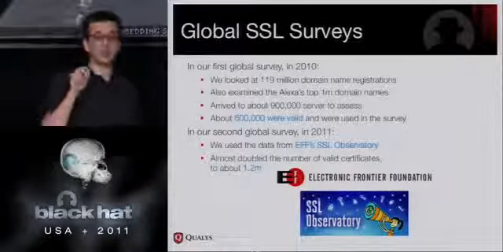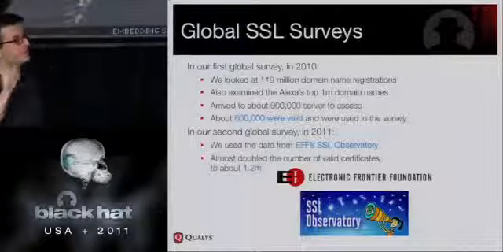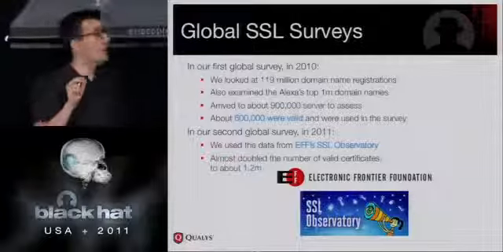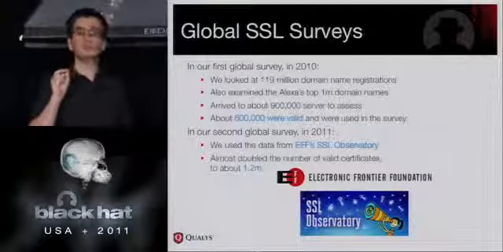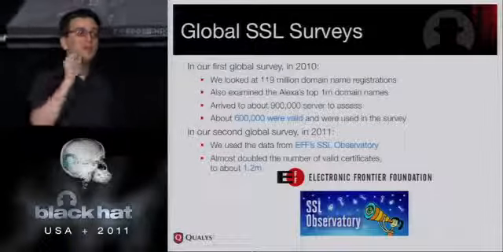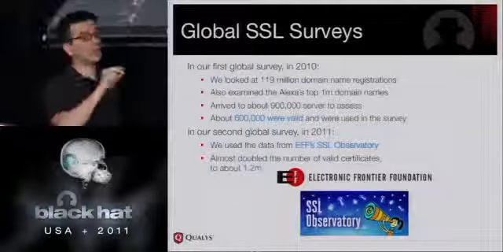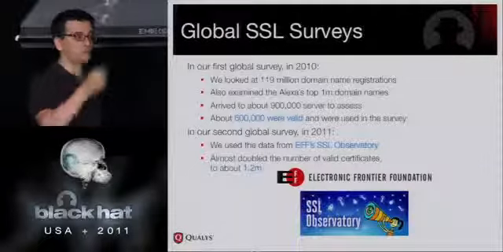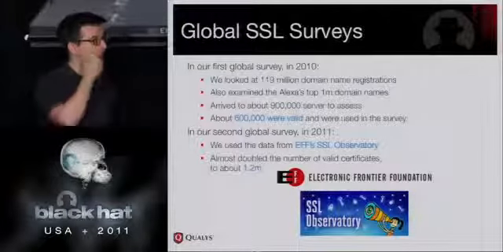Next year, we repeated the same assessment survey, but we were able to use more data. In between the 2 surveys, the SSL Observatory project was announced, and the EFF did something remarkable. They scanned the entire IPv4 space and discovered every single public SSL server there is. They made all this data available to everyone, and we used it to get all the SSL servers and ran our assessment technology on them. By using their data, we were able to double the number of servers to about 1.2 million.